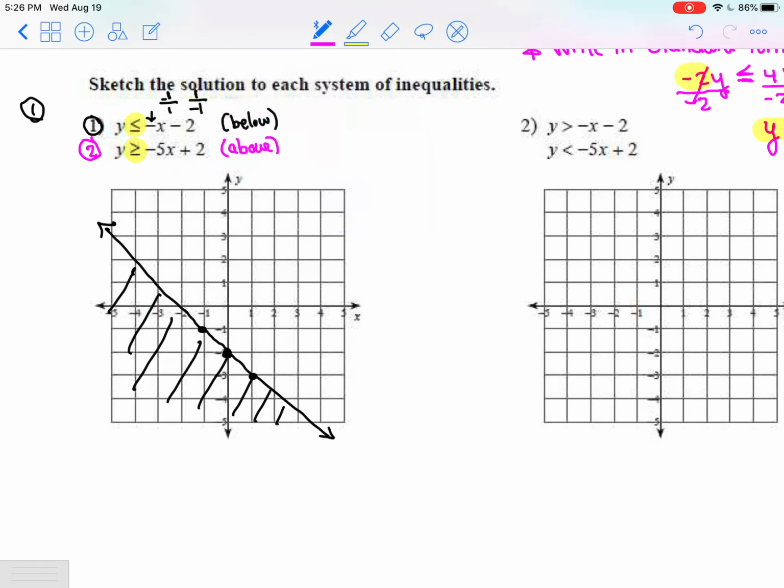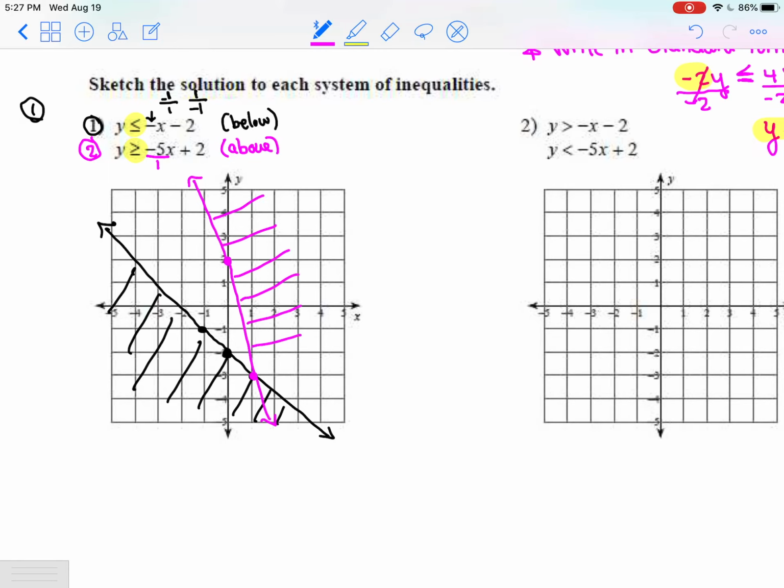Now, let's skip to number 2 here. So it looks like our y-intercept is up here at 0, 2, and our slope is negative 5 over 1. So let's go down 5 and a positive 1. Okay. I don't have room to do any more than that on my graph, so I'm just going to do the 1 point here. All right, and I know that I'm going to be shading above this line.